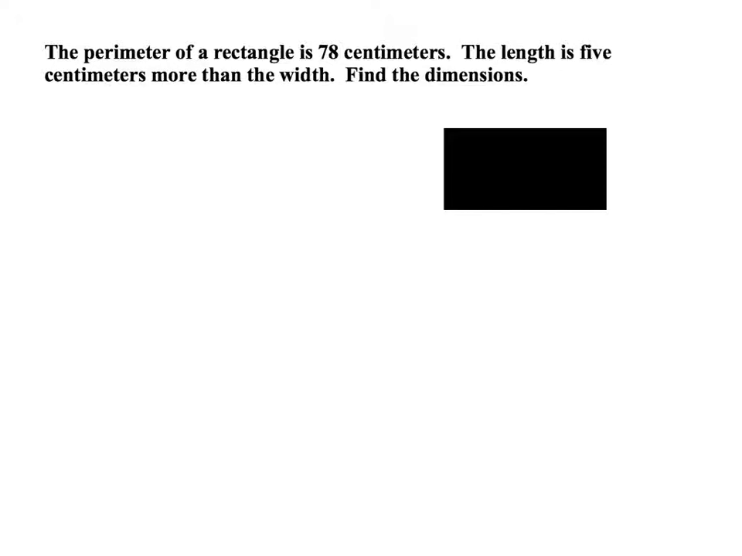Here's a little bit more practical problem that can be solved with systems of equations. The perimeter of a rectangle is 78 centimeters. The length is 5 centimeters more than the width. Find the dimensions. Just like with any other applied problem, the very first thing that I do is my labeling part. So I need to know what the dimensions are. I'm going to say that x is equal to the width and y is equal to the length.